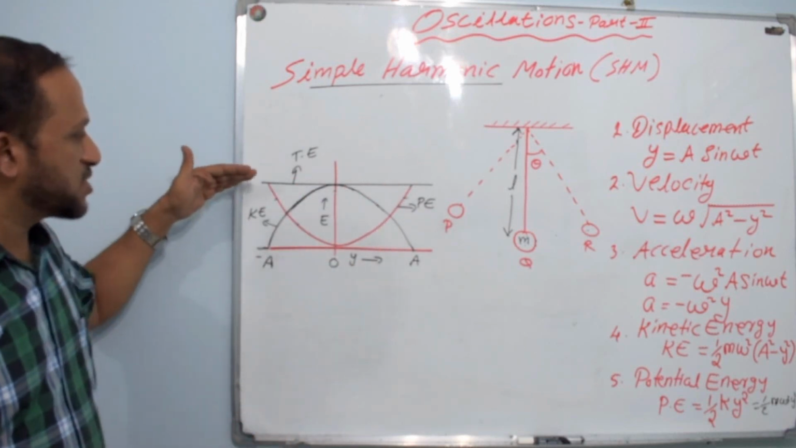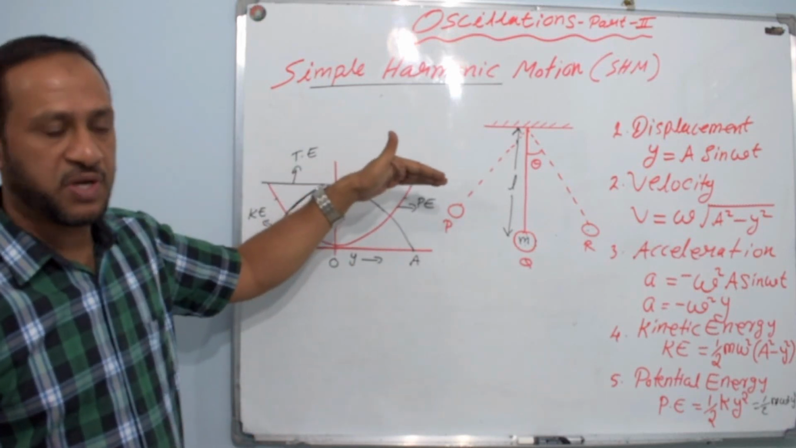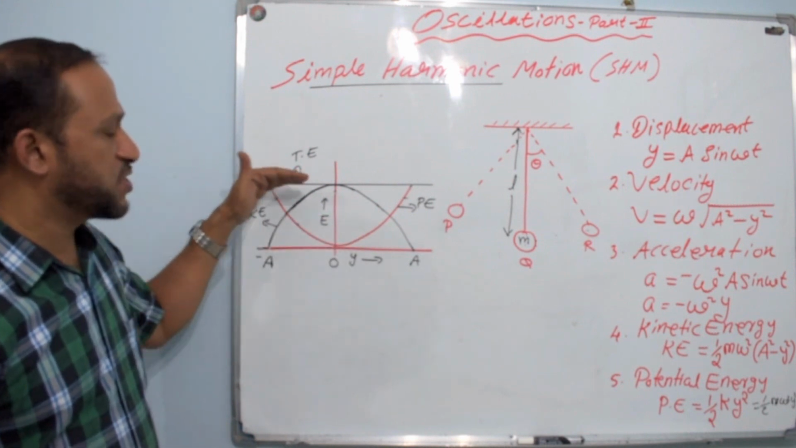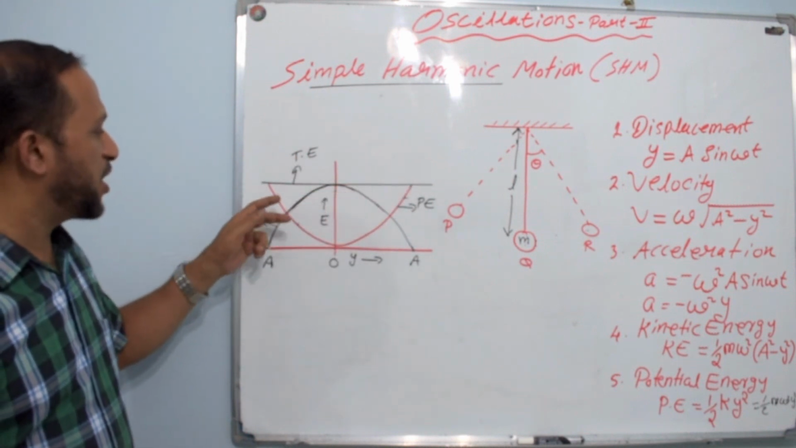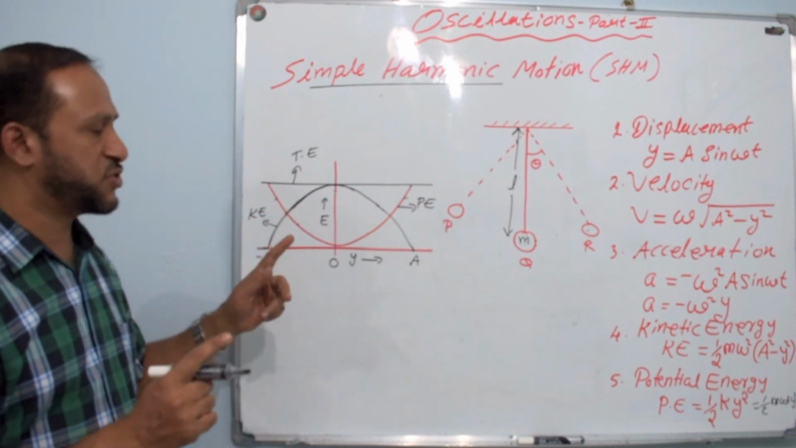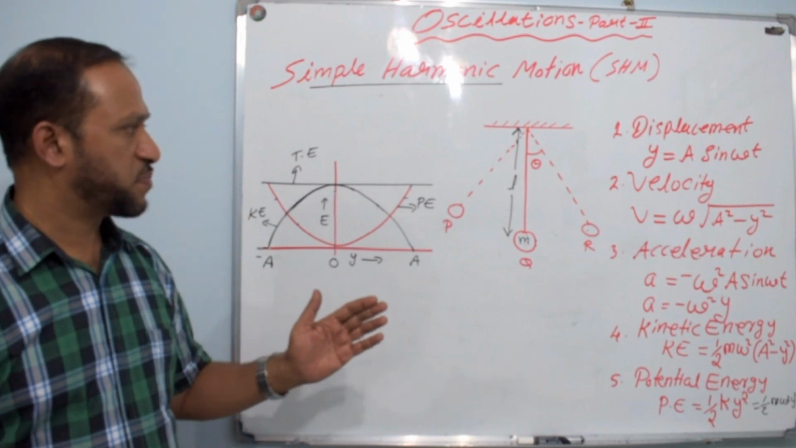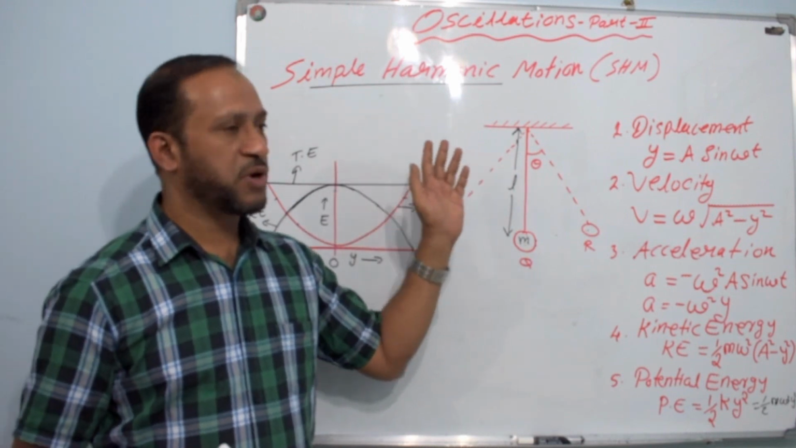This means the total energy remains constant throughout. It is a horizontal line parallel to the x-axis, so there is no change in total energy. But kinetic energy and potential energy keep on changing, and total energy remains constant. So this is the total explanation of simple harmonic oscillation.